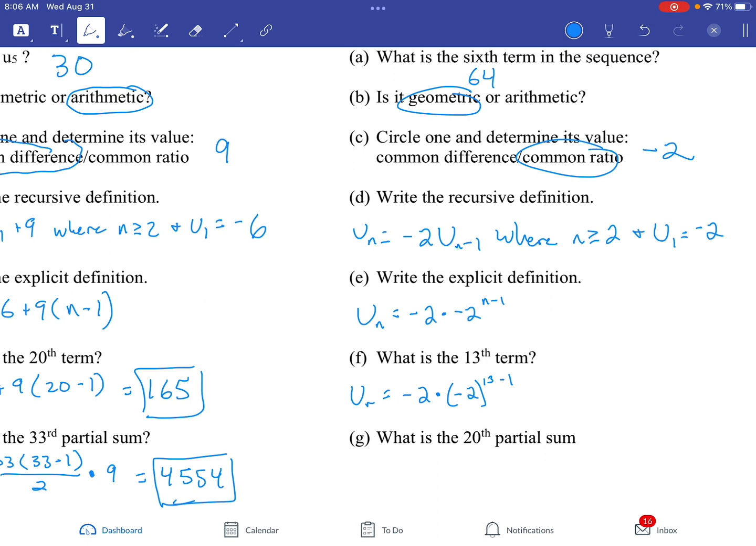All right, so we're going to put -2 to the 12th power times -2 gives me -8192.